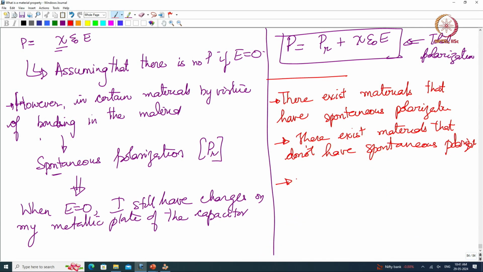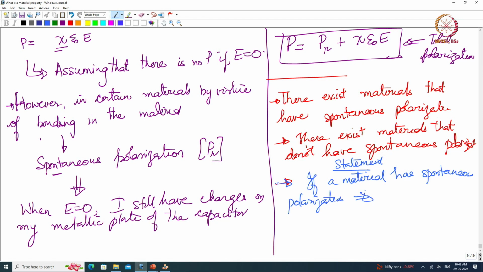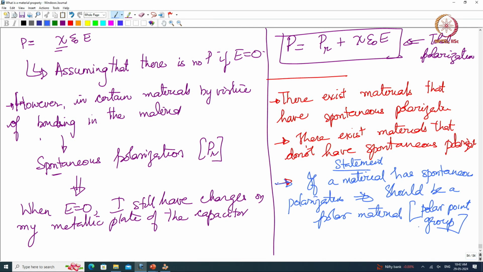The statement that I am making here is that if a material has spontaneous polarization, crystallographically that should be a polar material, or the underlying point group should be a polar point group.